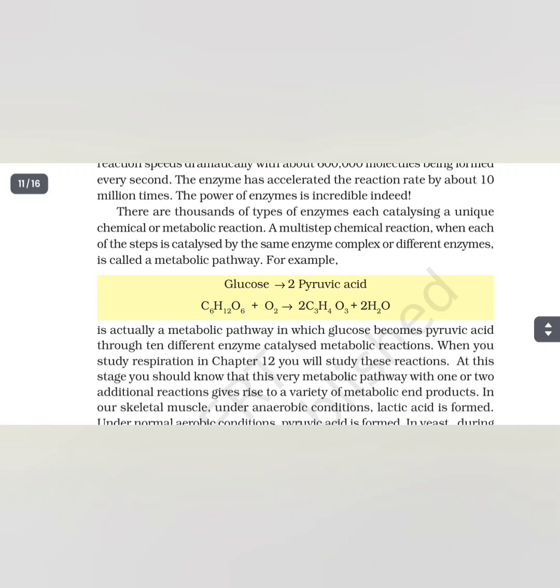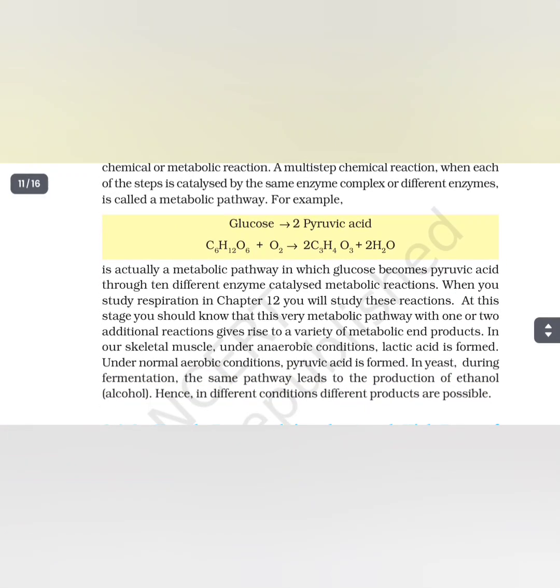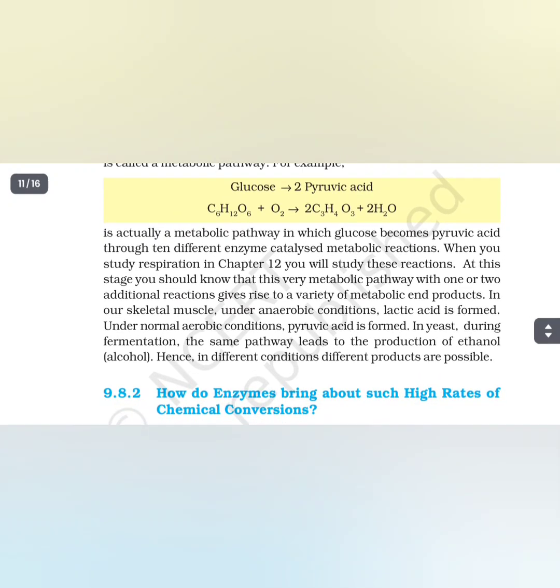There are thousands of types of enzymes, each catalyzing a unique chemical or metabolic reaction. A multi-step chemical reaction, when each of the steps is catalyzed by the same enzyme complex or different enzymes, is called a metabolic pathway. For example, glucose to 2 pyruvic acid is actually a metabolic pathway in which glucose becomes pyruvic acid through 10 different enzyme-catalyzed metabolic reactions. When you study respiration in chapter 12, you will study these reactions.